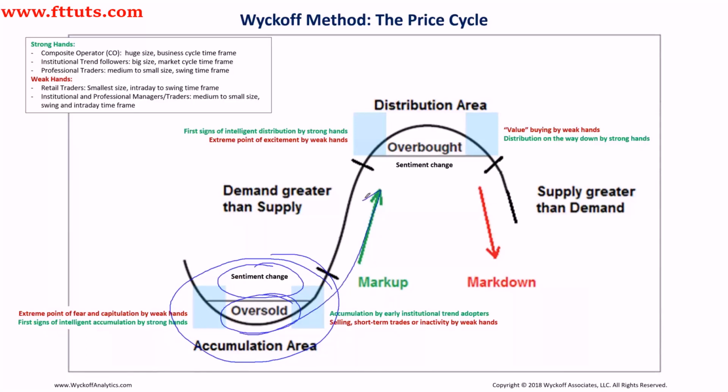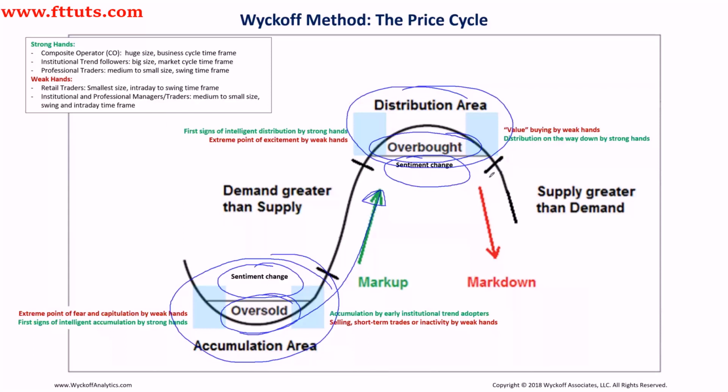That goes into the markup phase based on the absorption of the supply and not availability of that supply by institutions throughout the markup phase. And then into the area of the distribution, the area where big, strong hands are going to start distributing the stock. And that's going to be in the extreme overbought condition, and where the sentiment is going to start shifting like it did in September, October of 2018 from the bullish bias or bullish sentiment into a bearish sentiment.